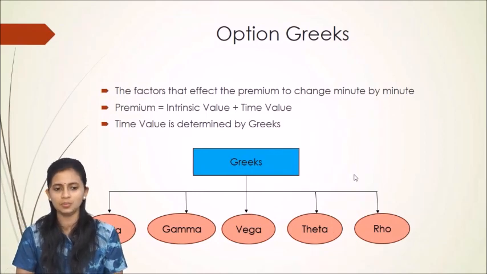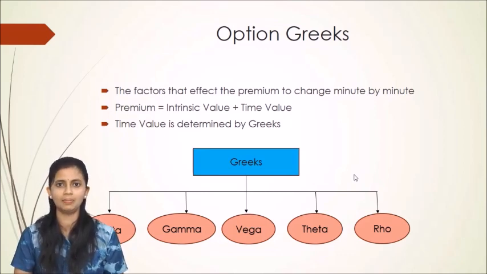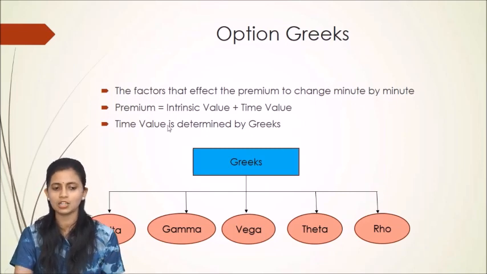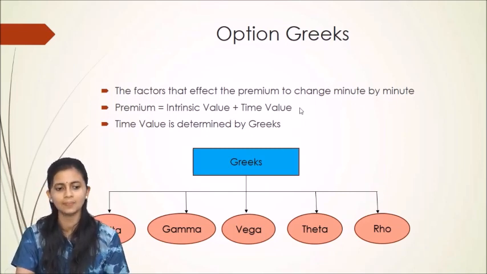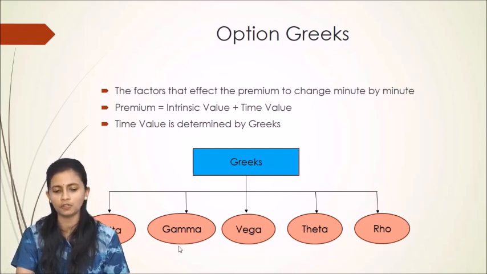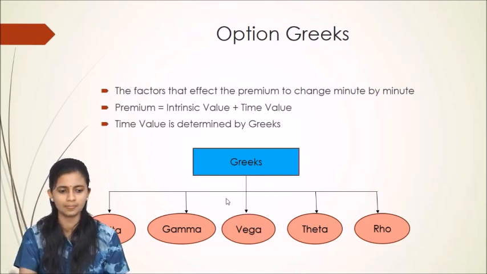Next important concept is option Greeks. Now the premium is affected by different factors. It is not only the intrinsic value, it is also affected by 5 different factors which are called Greeks. So the factors that affect the premium to change minute by minute are the option Greeks. So premium is equal to intrinsic value plus time value, I said. So time value is also affected by Greeks. So what are these Greeks? We have 5 things in this, that is delta, gamma, vega, theta and rho. Premium is affected by all of these factors. Now let's look into each of these factors to understand what it actually is.